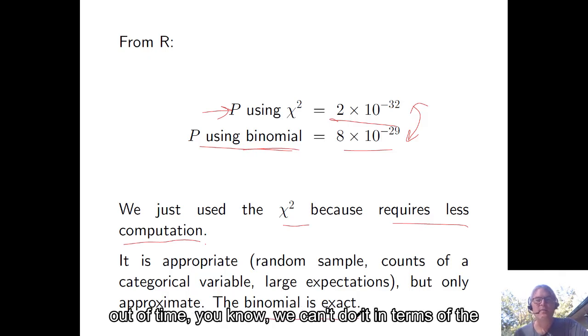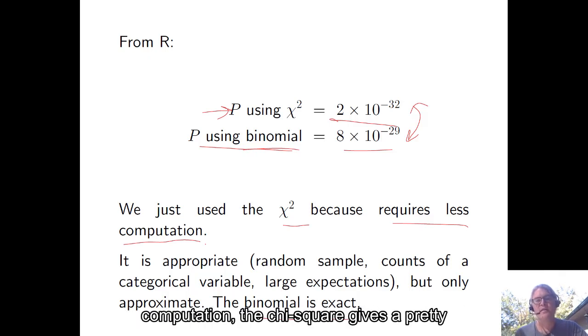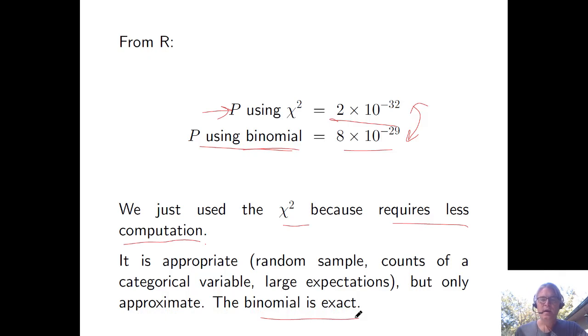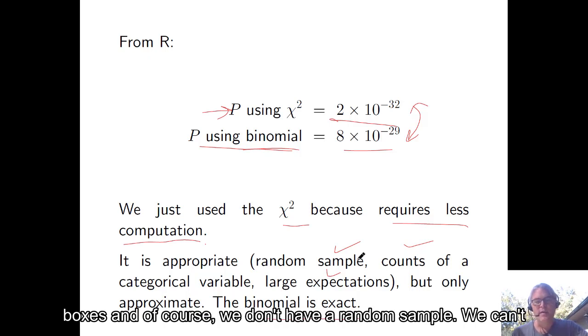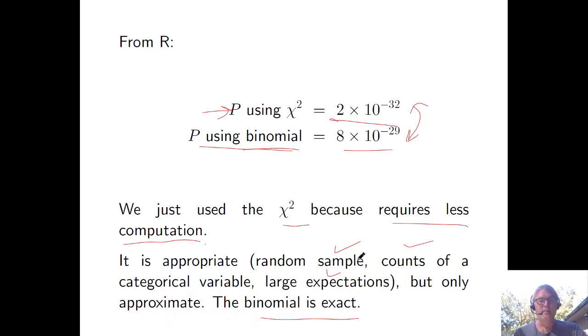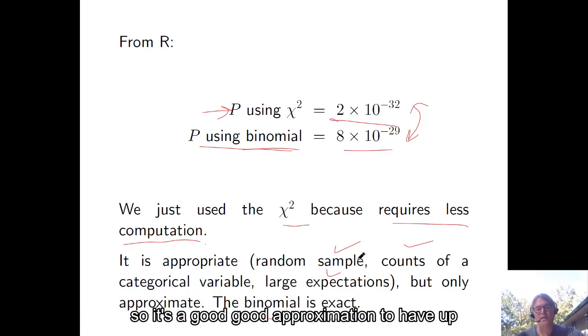But if we run out of time, or can't do it in terms of the computation, the chi-square gives a pretty good approximation if we're checking all these boxes. And of course, if we don't have a random sample, we can't really do the binomial either. So it's a good approximation to have up your sleeve.